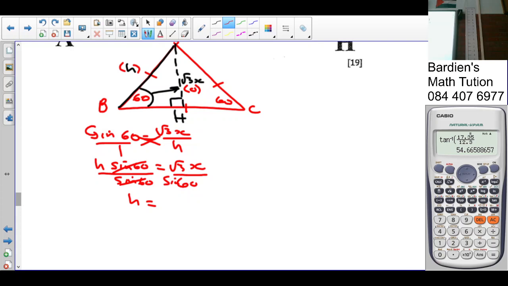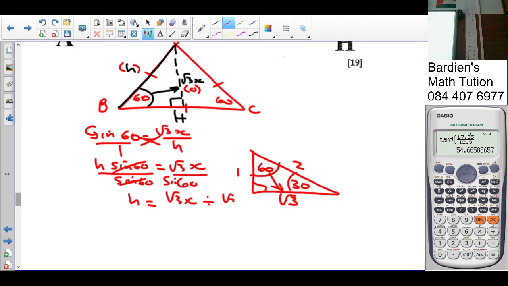Now you can put this in a calculator, but we know that 60 is a special triangle, not so? So let's test our special triangle rule. It's going to be 1, 2, root 3. What is sine of 60? So root 3 over 2. So it's root 3x divided by root 3 over 2, which is the same as root 3x over 1 times 2 over root 3. That now cancels, leaves you with 2x.